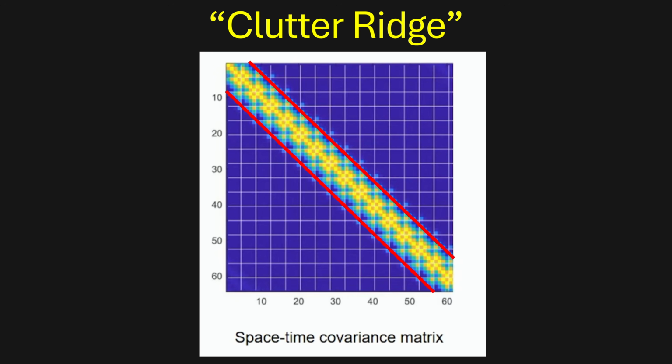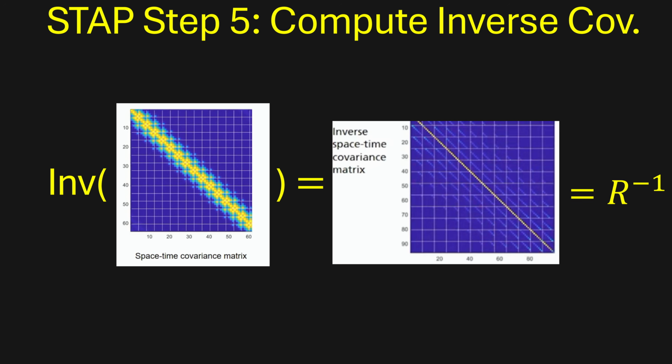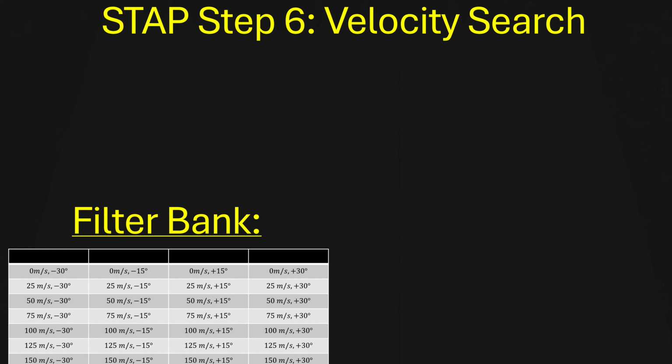along the diagonal axis. Because we want to suppress the clutter, we compute the inverse of this covariance matrix to null signals that match these correlation patterns. Then we will apply velocity filters to this specific range cell. These are predetermined filters, and they each search for a specific velocity using the multiple pulses and angle using digital beam steering with the multiple antennas.